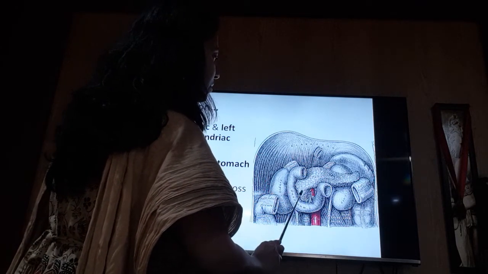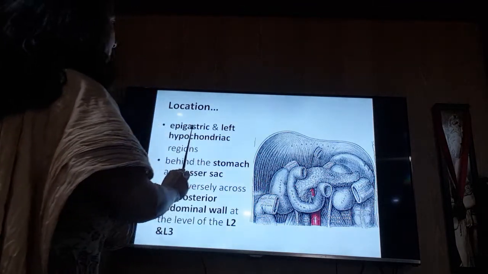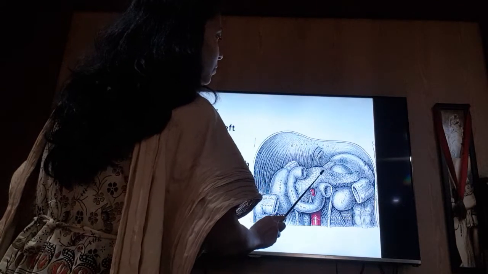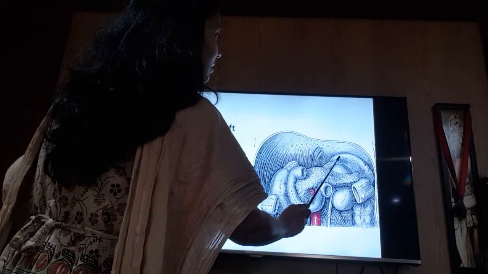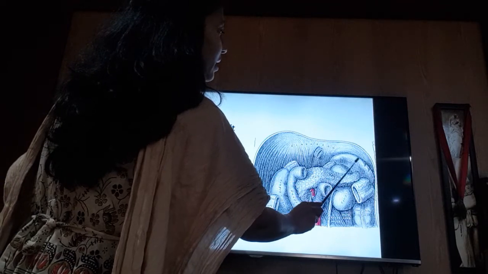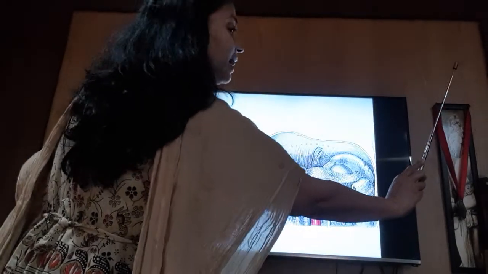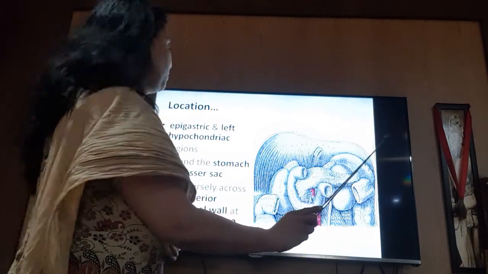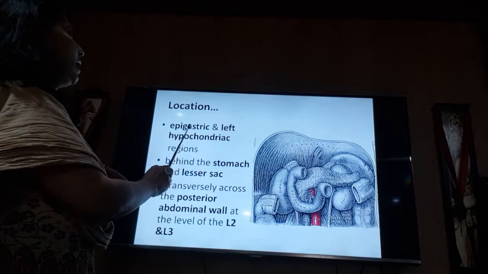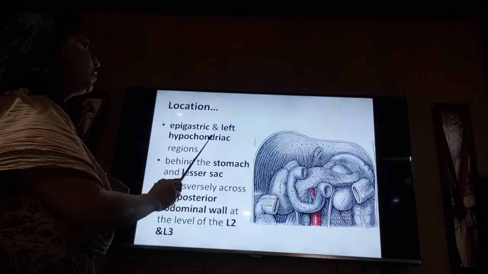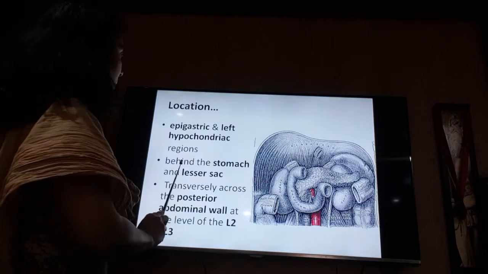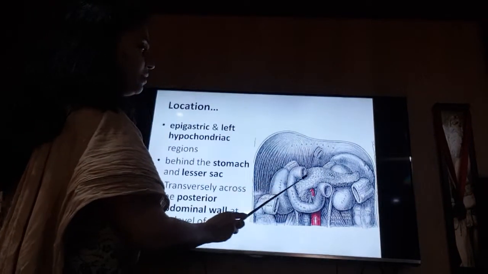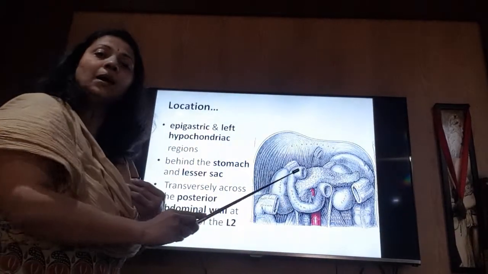So the first region that it occupies is the epigastric region, and the next region it is located in is near the spleen. Where is the spleen? On the left side, extreme upper left. That means the left hypochondriac region. So the pancreas is situated in the epigastrium and left hypochondriac region. And then it is going to be present behind the stomach. As I've told you, we have removed the stomach so that we can see the pancreas.